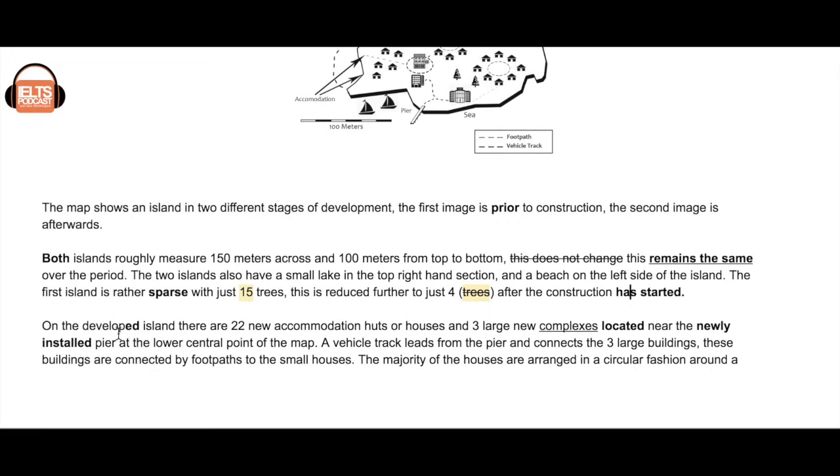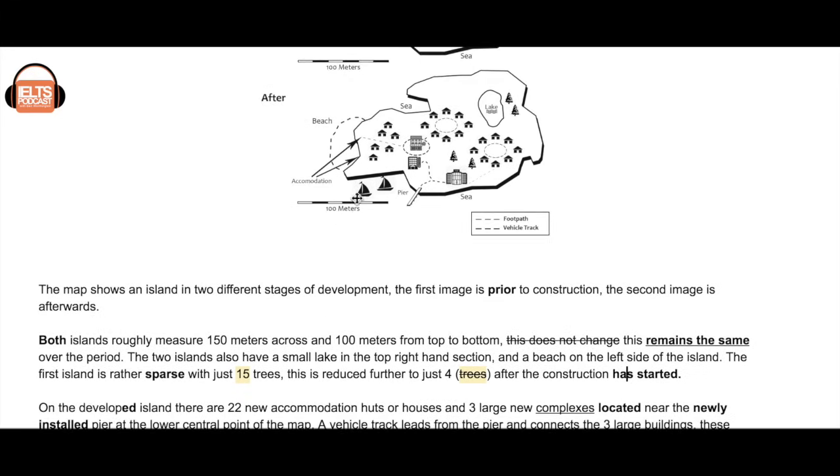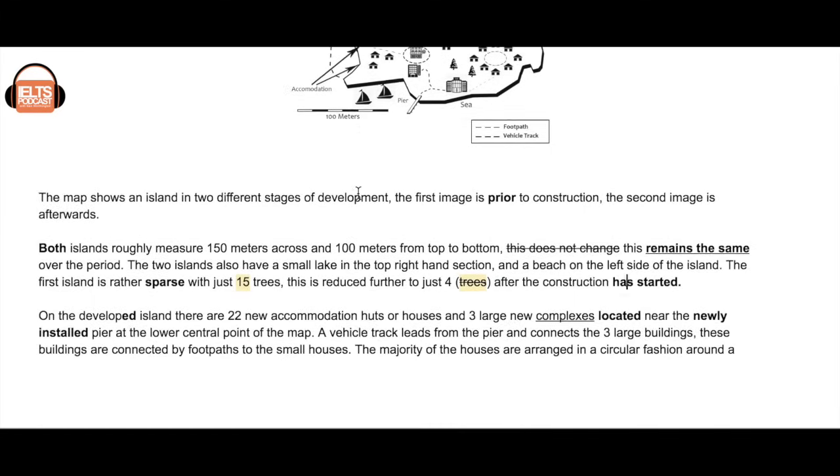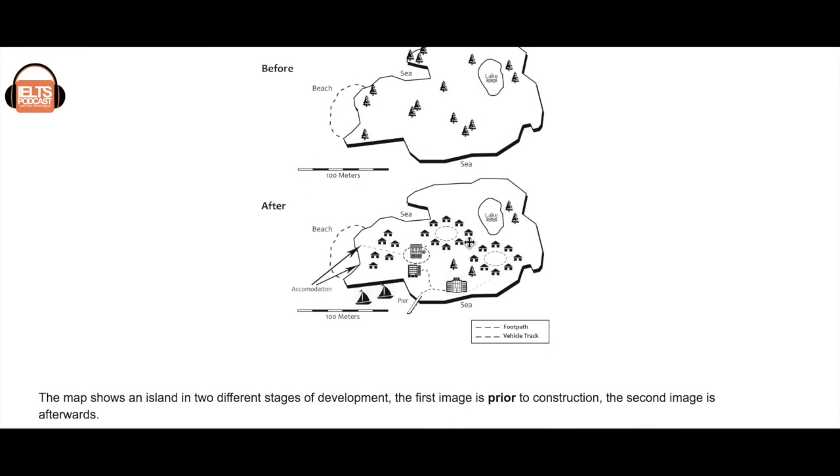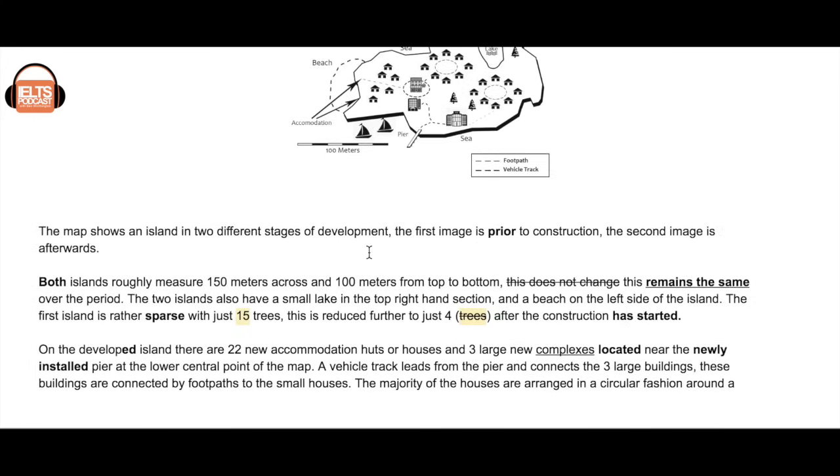So this is what I was talking about before. I'm saying the developed island. This is my lexical resource, and it's quite clear now that there's a distinction. Okay, my new paragraph is directed completely to the new island. This shows a good organization.